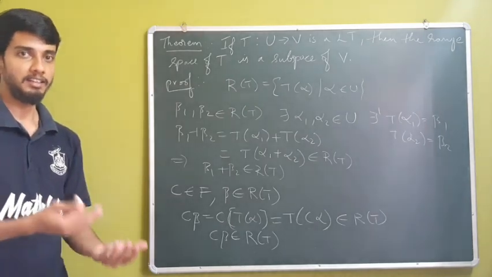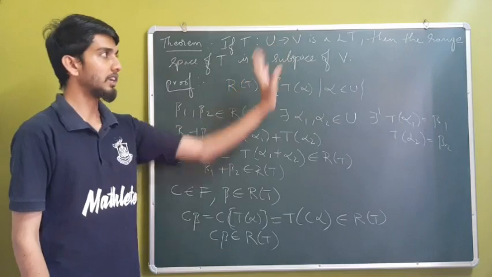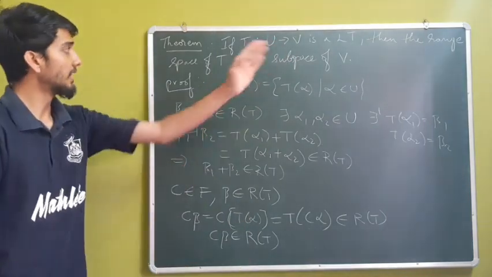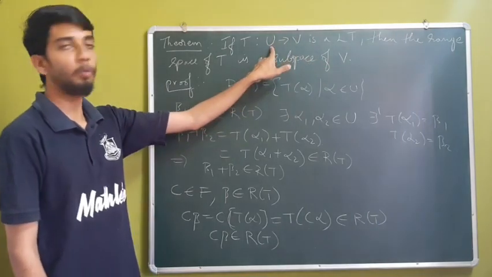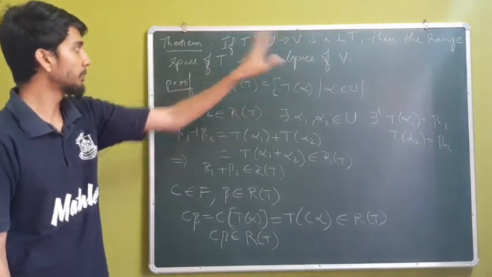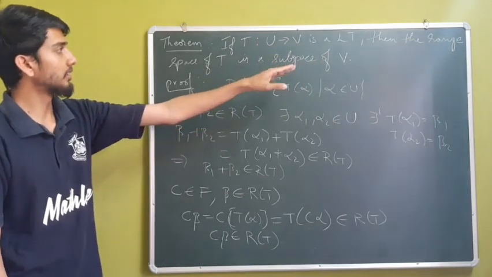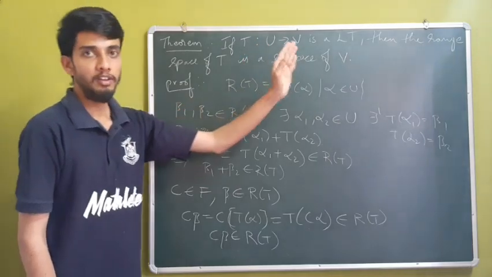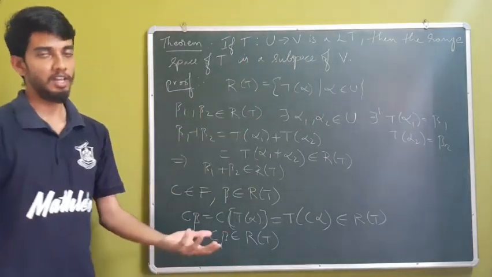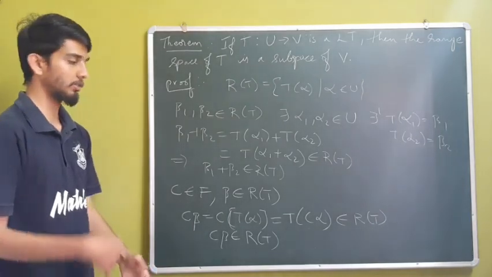Similarly, we have the other theorem, and that theorem states that if T from U to V is a linear transformation, then null space of T is a subspace of U. The theorem is: the null space of T is a subspace of domain. So range space is a subspace of codomain and null space is a subspace of domain. On the same lines, you can prove the theorem, and so we will not get into the proof and we will move on to the next.